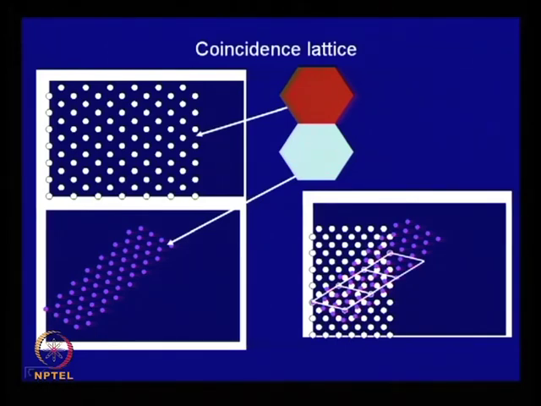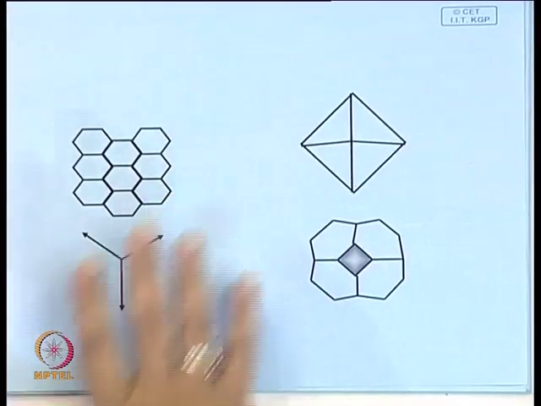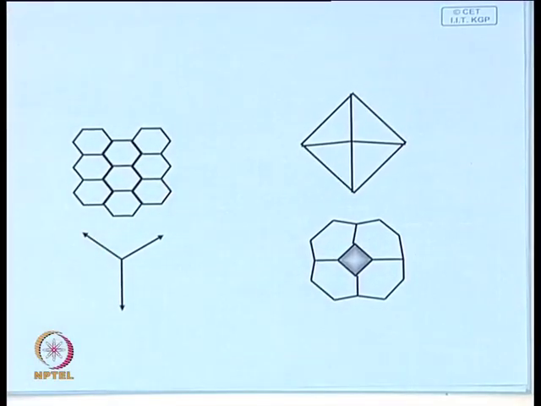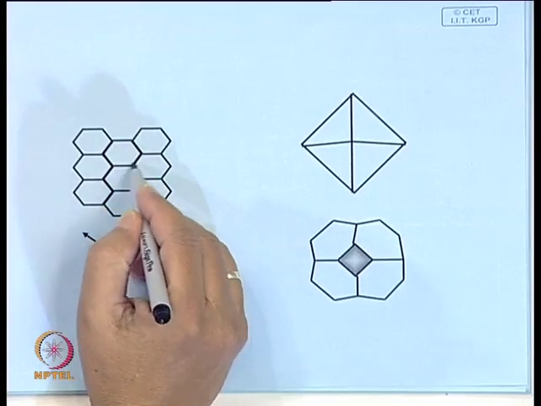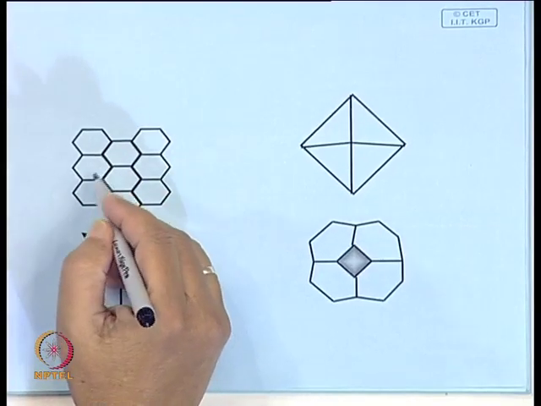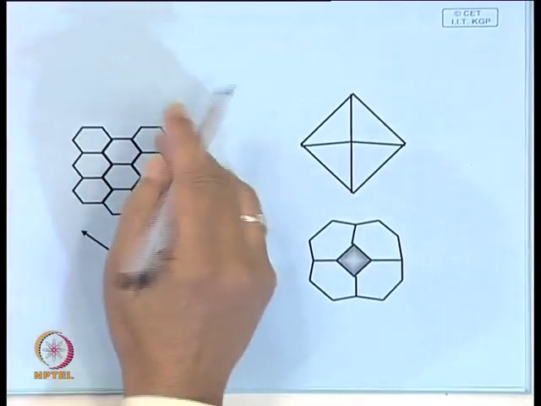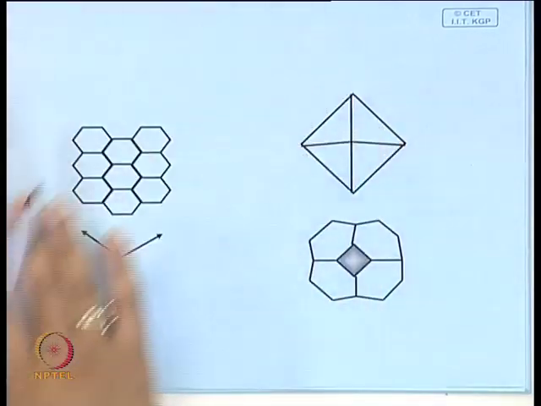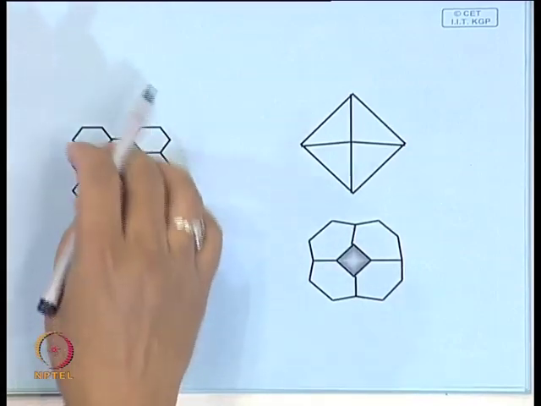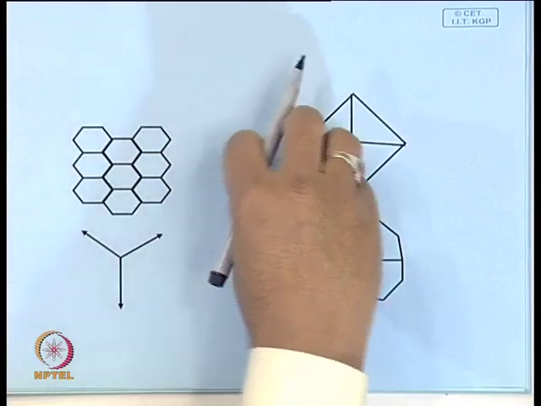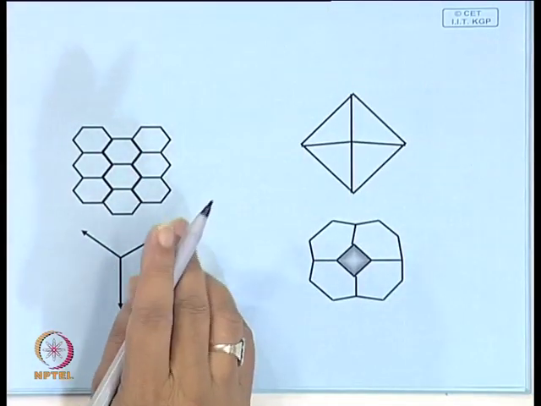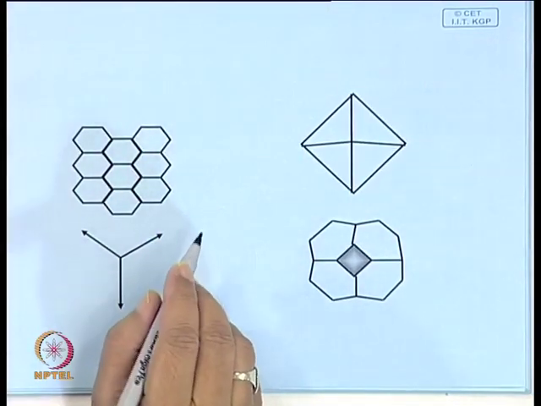Now, let us look at a 2D structure, a two dimensional grain structure. Suppose we draw like this, a hexagonal grain. By constructing this hexagon, you can fill up the space. Now, the point is you can fill up the space by arranging squares also. But which will represent a proper microstructure?